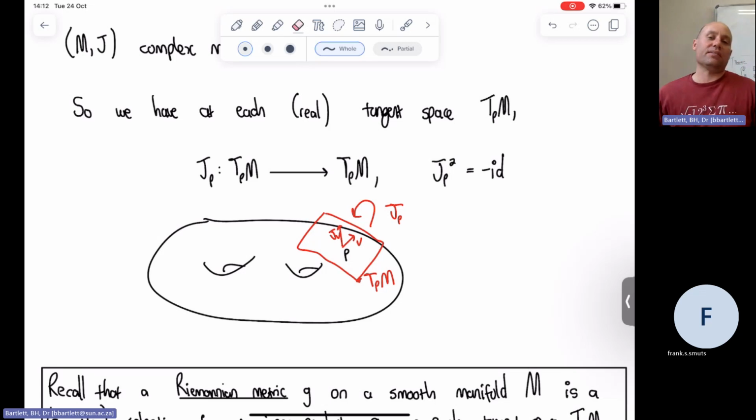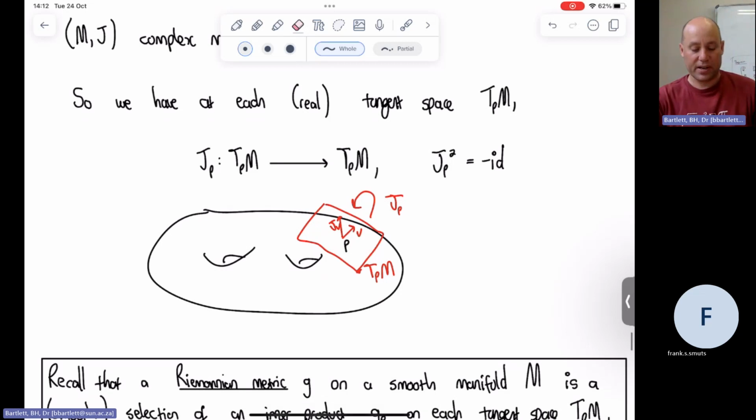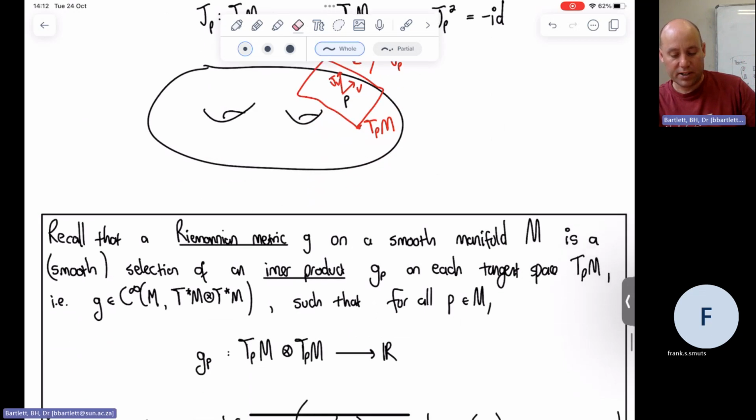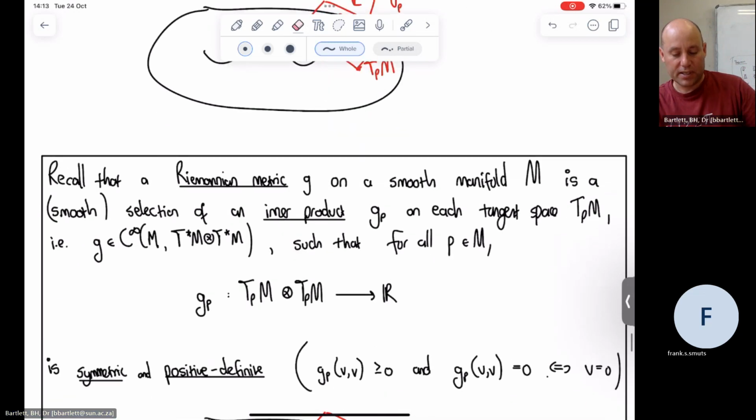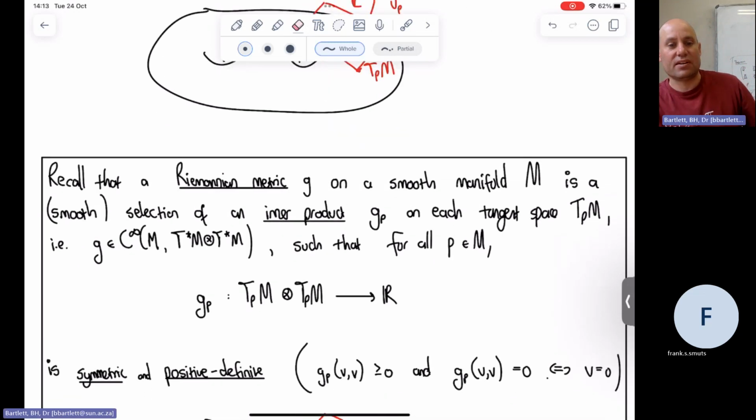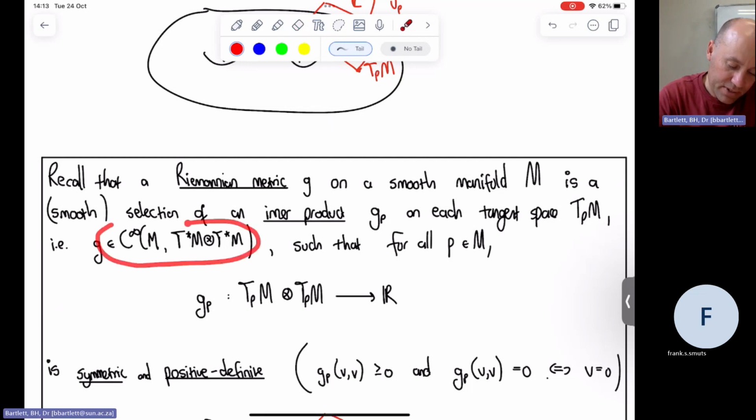Now let's mix that geometric structure with the structure of a Riemannian metric, which is a different structure you can have on a smooth manifold. You might have seen this before, but if you haven't, I'm defining it for you now. So recall that a Riemannian metric on a smooth manifold M is a smooth selection of an inner product on each tangent space. What does that mean? It means I've got a smooth section of the cotangent bundle tensored with itself.